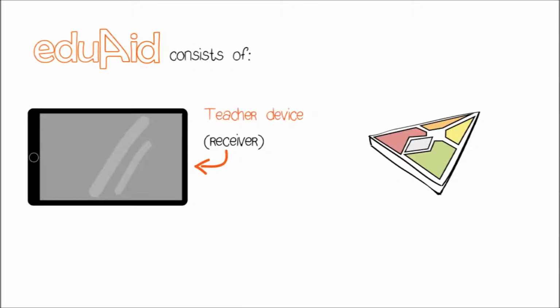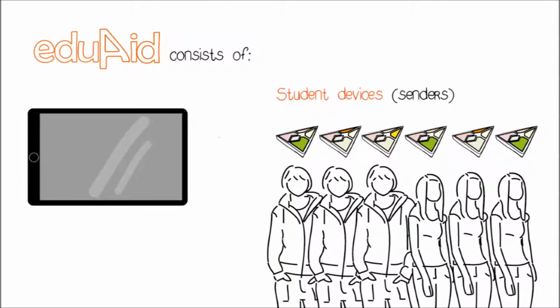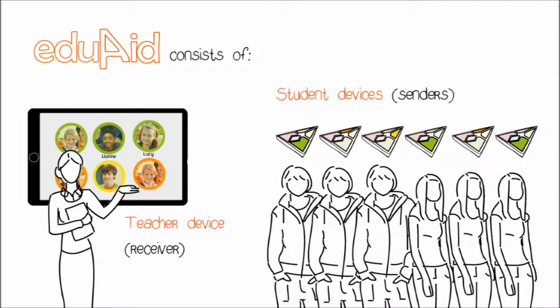eduAid consists of a teacher device, the receiver, and a student device, the sender. Every student owns a student device. Through the student device, they can provide input by means of 5 different buttons. Meanwhile, the teacher device receives all the student responses and presents the data in clear overviews to the teacher.